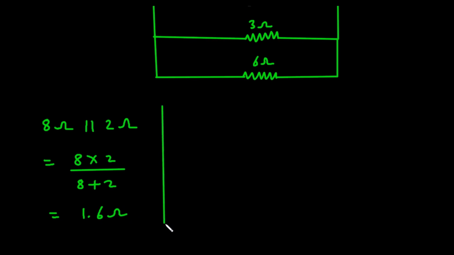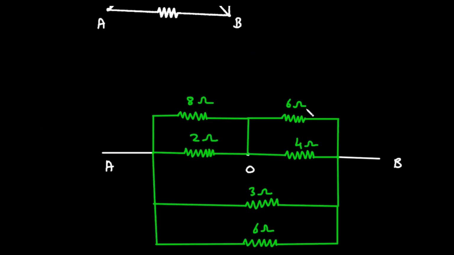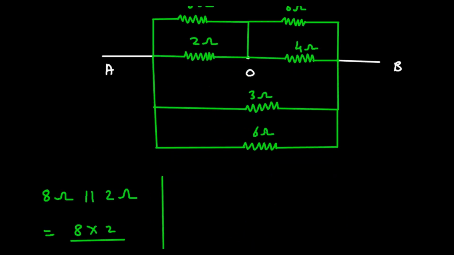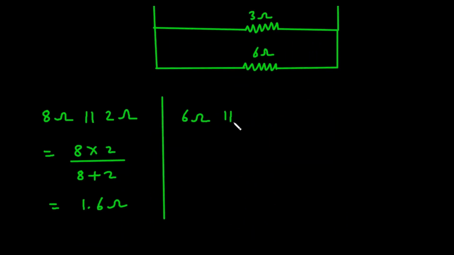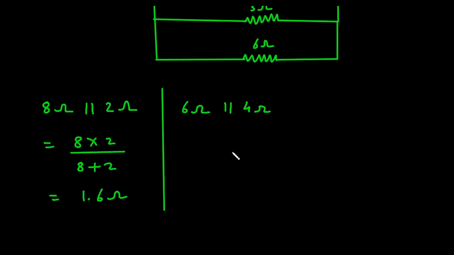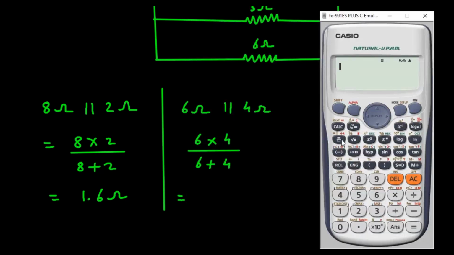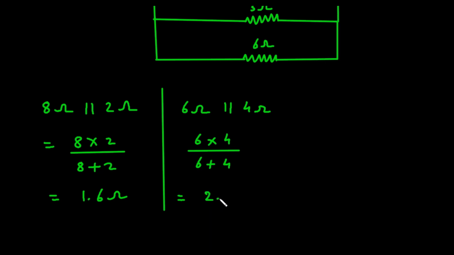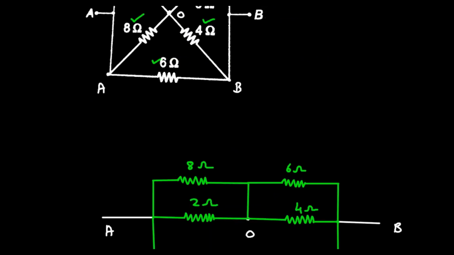Now similarly, this 6 ohm and 4 ohm, they are connected in parallel. So 6 ohm parallel with 4 ohm. So this will be 6 into 4 divided by 6 plus 4. Let's solve this in calculator. It will be 6 into 4 divided by 6 plus 4. It is 2.4 ohm.